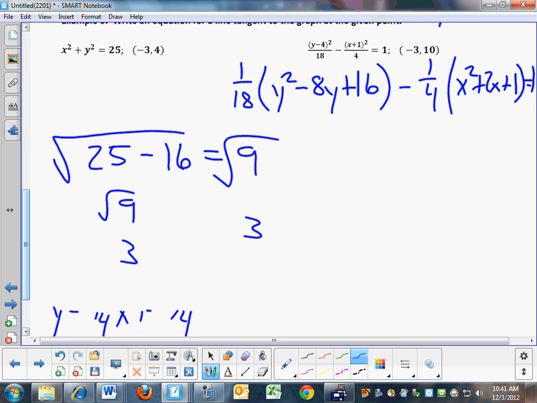That's because I took the square root of the whole thing. What you want to do is take the square root of each part. You can't take the square root of parts. You get 5 minus 4. That's not 3, so it doesn't work. Okay. All right.